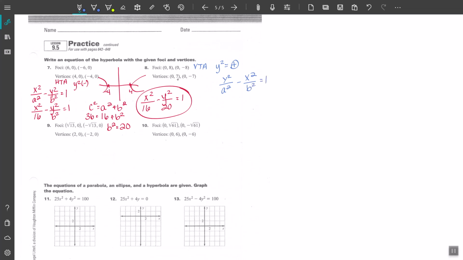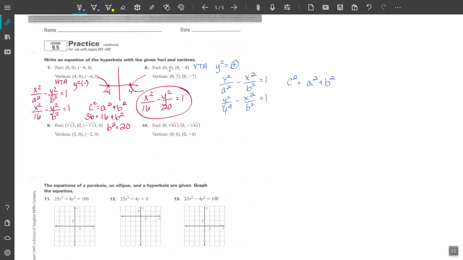So we have our vertices at 7 and -7 on the y-axis. So that means that our a term is 7. We square it and we get 49. So y squared over 49 minus x squared over b squared equals 1. So once again, we're looking for our b squared term. All right, so now we're ready to calculate our b squared using our equation for the foci.